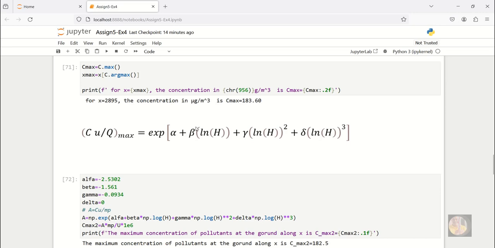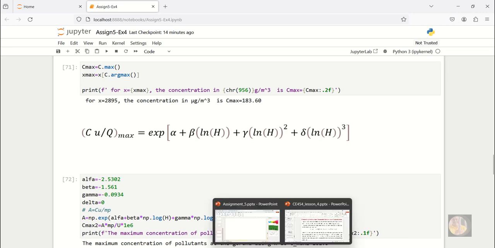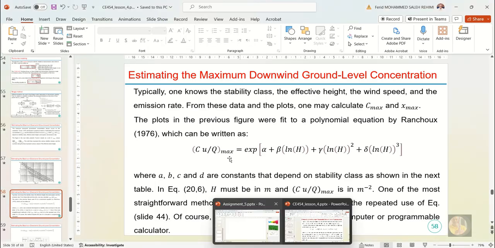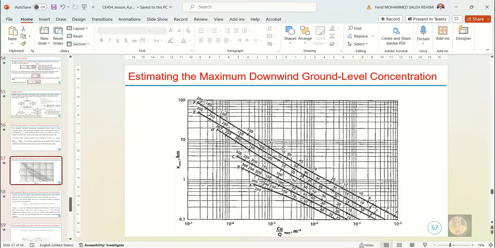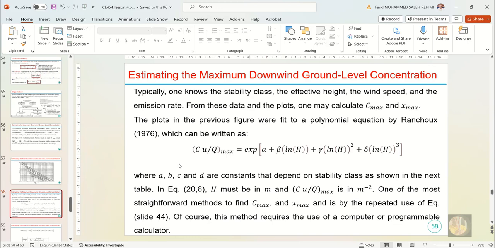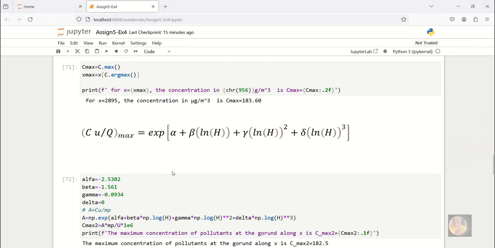The second way is using the formula we have in the slides and in the book. As we said, we have this formula giving you a correlation linking Cu divided by Qmax, and this one is also given by this nomograph. We will see now how to use this graphic giving you X max and Cu divided by Qmax, and this correlation. Good.